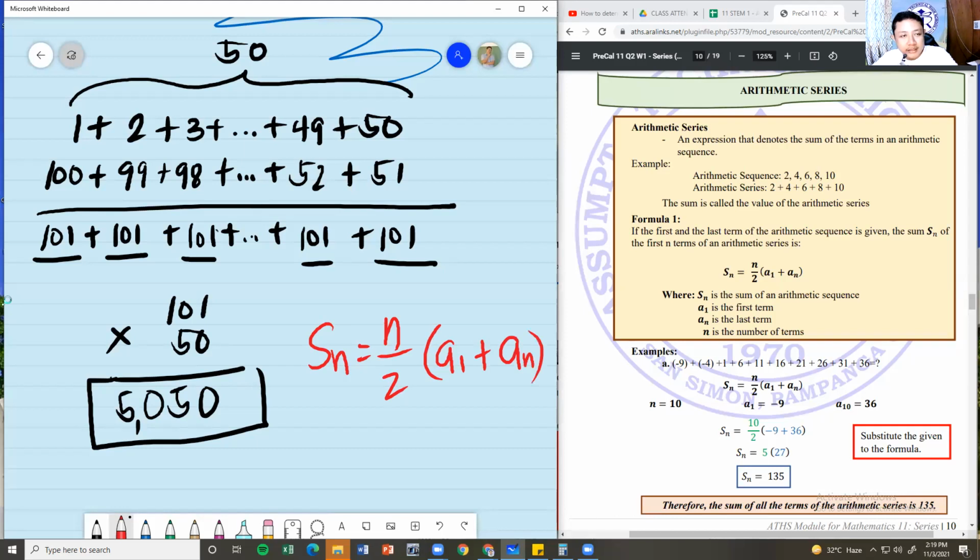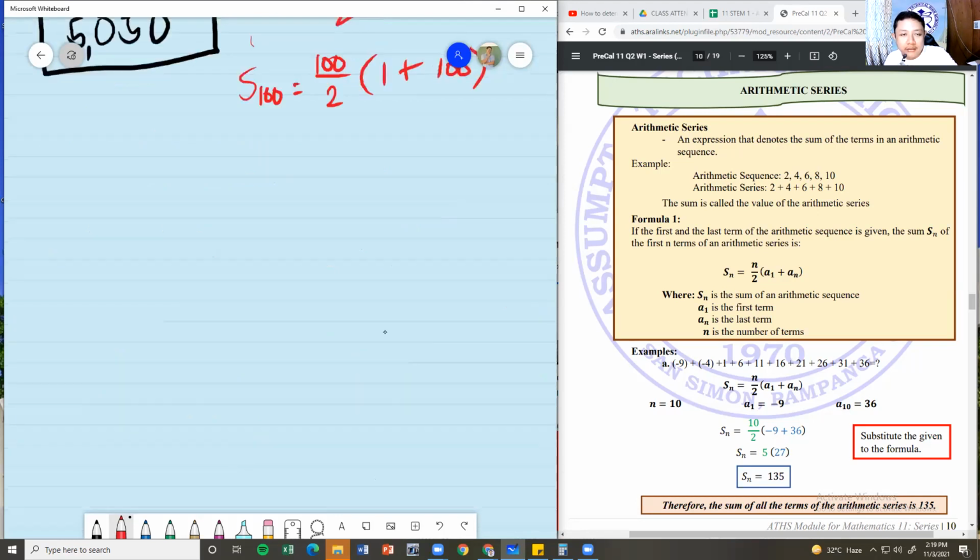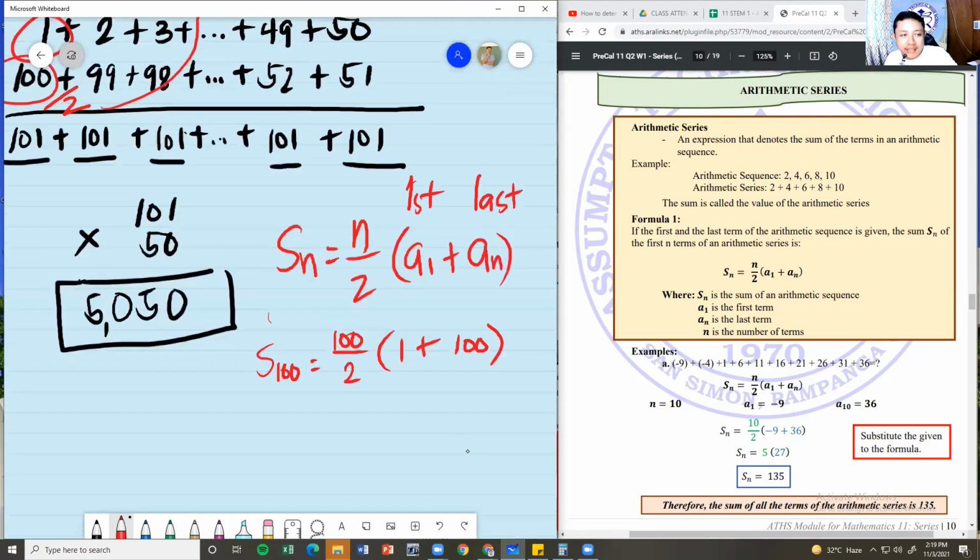N over 2 is this. The total, divide it by 2, and that is 50. Let's try it. So, S sub 100, since there are 100 terms, is equal to 100 over 2 times. You all need to have your first term and the last term. Okay? Your first term here is 1 plus your last term here is 100. Can you follow? And this is where the 100 plus 1 comes from, that's 101.